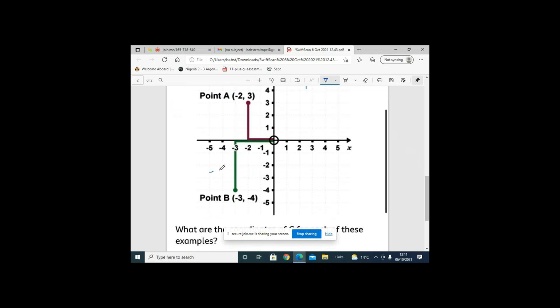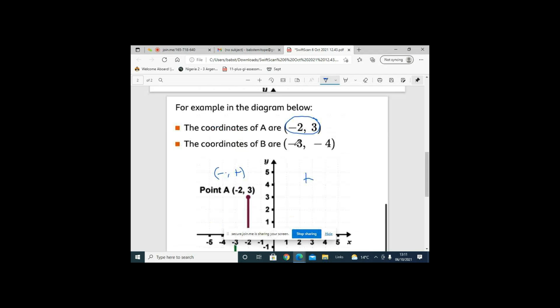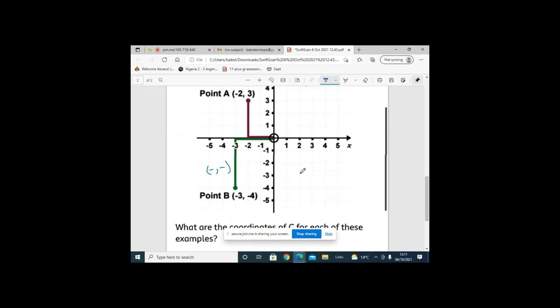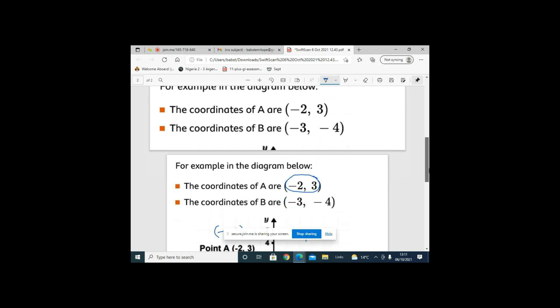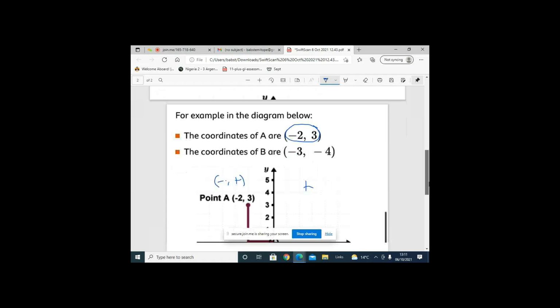For this one too, negative, negative. Both x and y are on the negative axis. So for example, this negative, negative is going to be here. This one is positive, negative. Again, the x is positive, the y is negative. So you can see the direction that the numbers are.